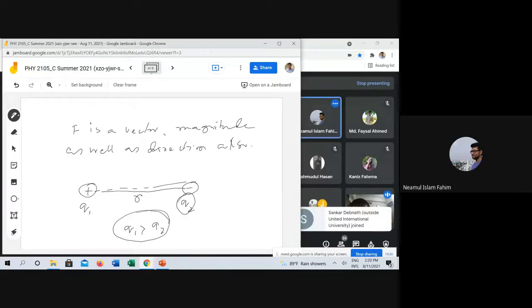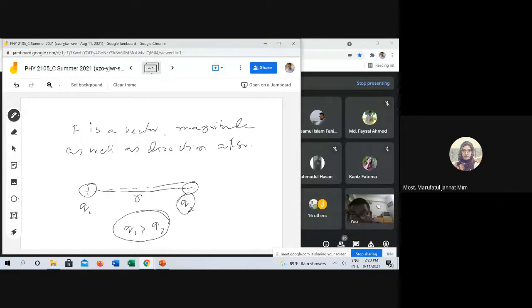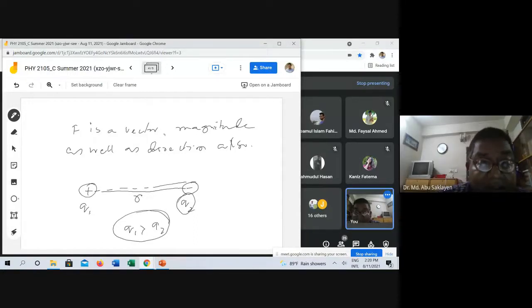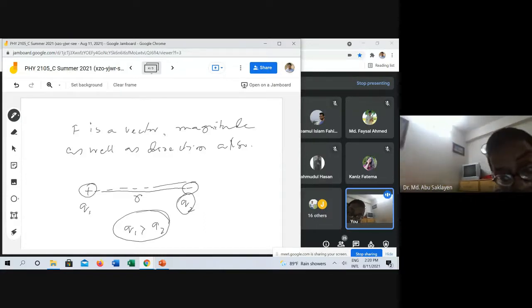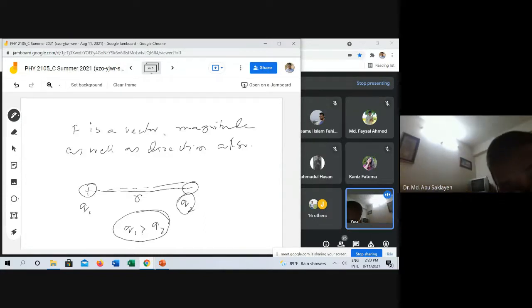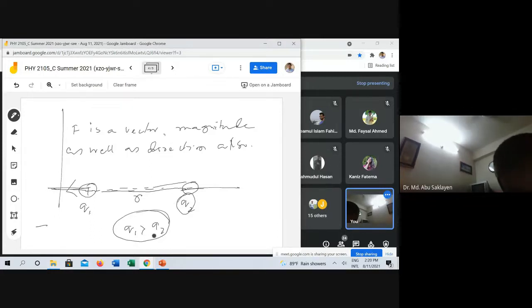So what will be the direction of the force? Sir, Q2 to Q1, sir. Yes, Q2 to Q1, and the charges are on the horizontal axis. This is the x-axis and this is the y-axis, right? So if we express it in the language of science, the direction of the force is the negative x-axis, right?